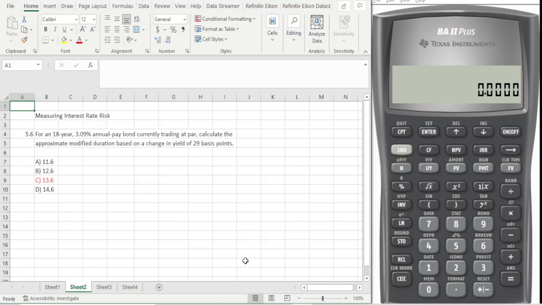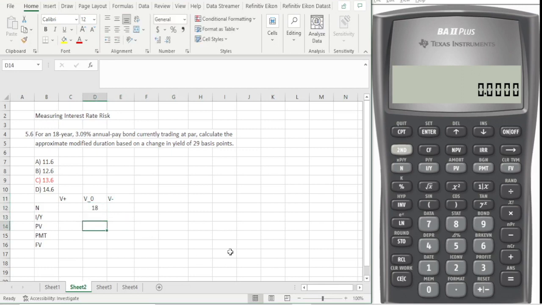Using Excel and financial calculator, I will show you how to deal with approximate modified duration case. Let's collect information first. Okay, and then we will start V0. We will figure out V plus and V minus as well. V plus indicates premium bond, V minus indicates discount bond, based on a change in yield of 29 basis points. We good? Let's start here.